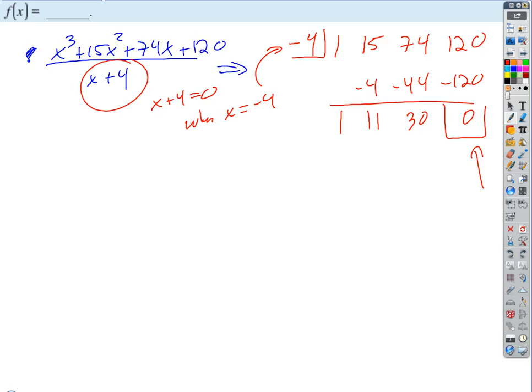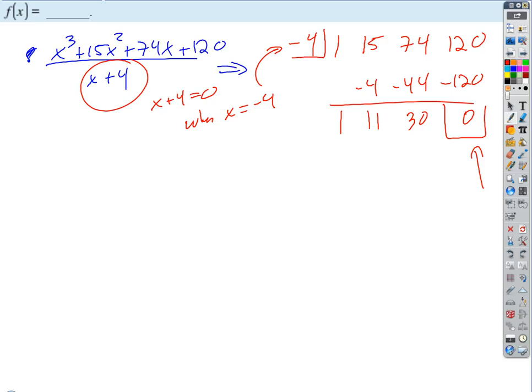What's that mean? x plus 4 times x cubed plus 11x squared plus 30x equals... Close. But what do these columns stand for now? This is the remainder, so what's this column going to be? Constant. That column is the x coefficient, x squared, etc. Remember, it's easier to start from the right and work your way left, especially if you have lots of columns.